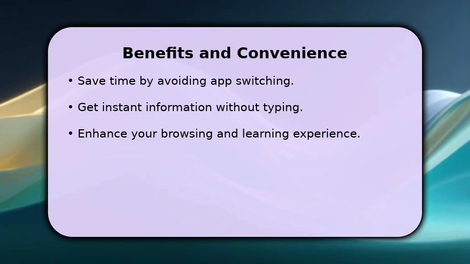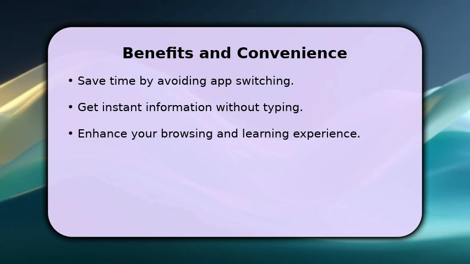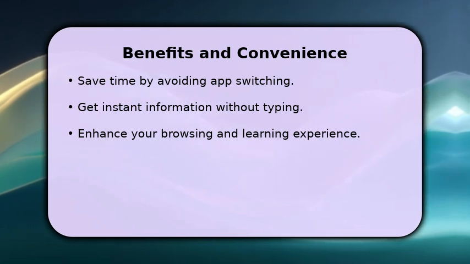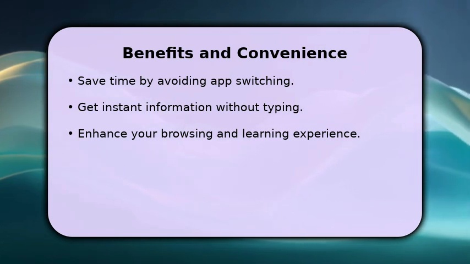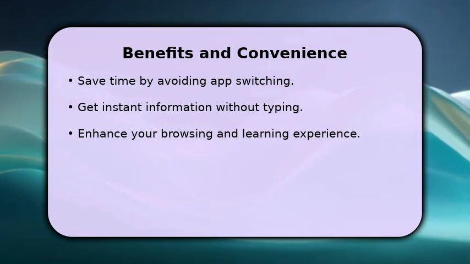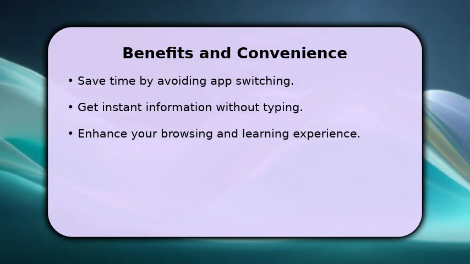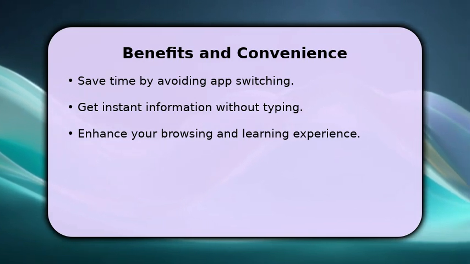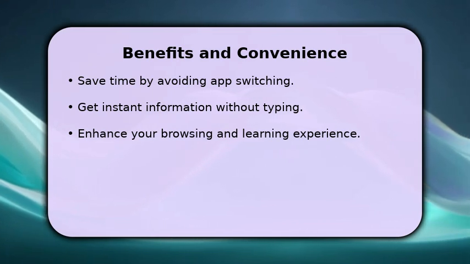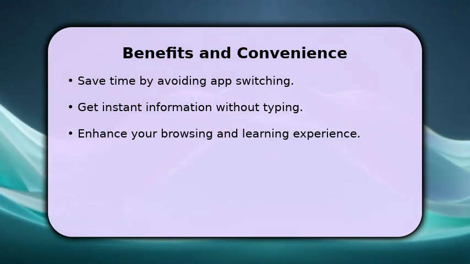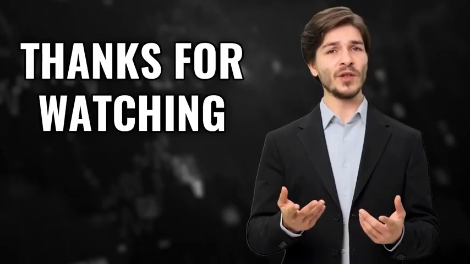The primary benefit of Circle to search is its incredible convenience and efficiency. You save valuable time by eliminating the need to switch between apps or manually type out search queries. This feature provides instant information, enriching your browsing, shopping, and learning experiences. It integrates smoothly across nearly all your applications, making it a truly versatile and indispensable tool for everyday use on your Samsung device.